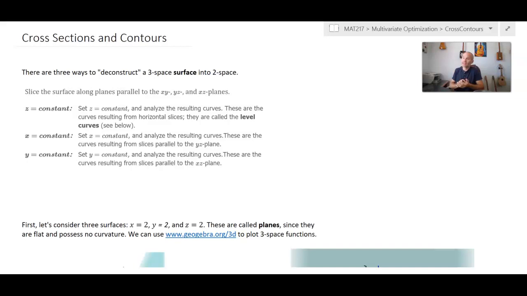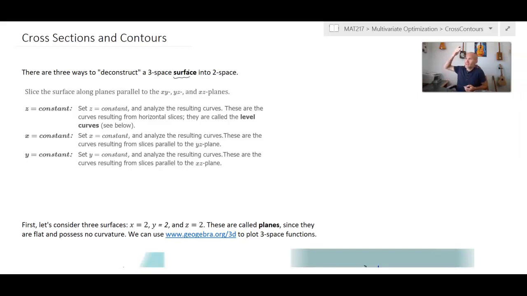And the idea here is that if we can't visualize functions in 3 dimensions, then how about we find a way to take a 3-dimensional function and visualize it in 2 space. So 3 space means 3 dimensions, 2 space is 2 dimensions. The graphs of functions in 3 dimensions are often called surfaces. That's just the 3-dimensional name for a 3-dimensional function on a graph.